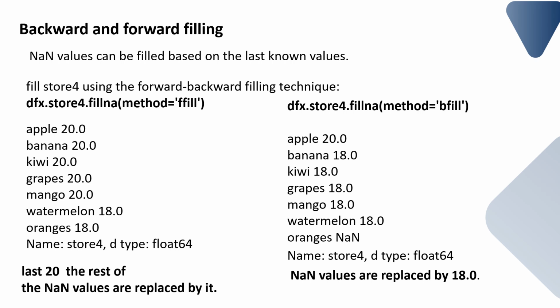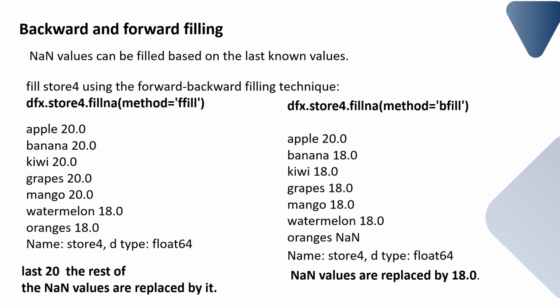Next we move to backward filling. In the fillna method, we use here bfill. bfill means backward fill. We need to fill in descending order, from last to first. Let's check. Orange is equal to NaN value, so we do not fill any value because this is the last value.